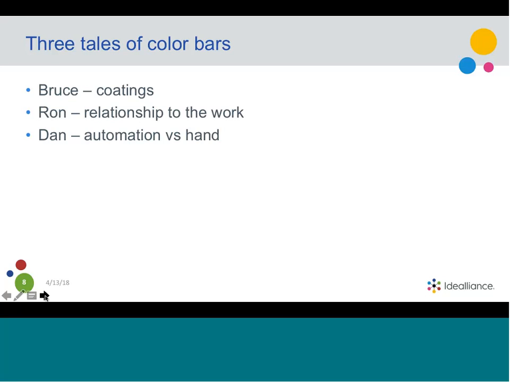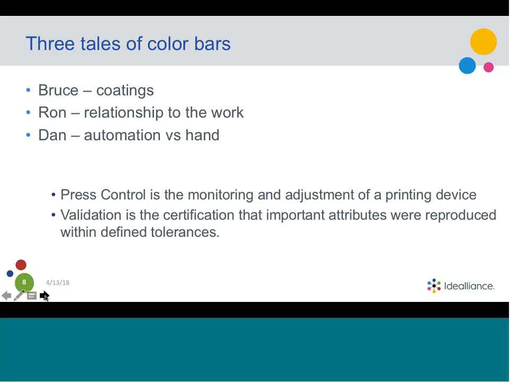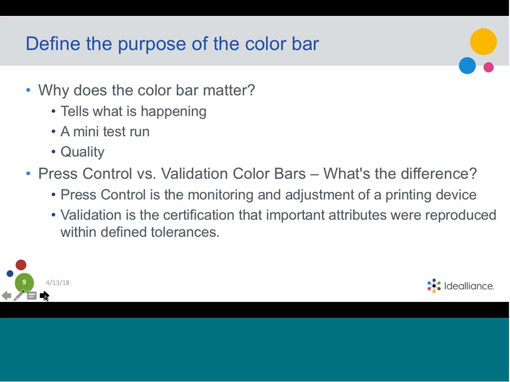Yeah, no, that's great. So the color bar, we're going to talk for a minute about what the color bar is and what it does. But the color bar matters mainly because the color bar is supposed to tell you what's happening on the sheet. That's the big idea. And I always look at it as a miniature test run because if you have a good color bar, you have everything you have on there to see: gray balance, solids, dot gain, overprints, slurs, doubling, all that. If you have enough on that color bar, you can get a lot of information from it.